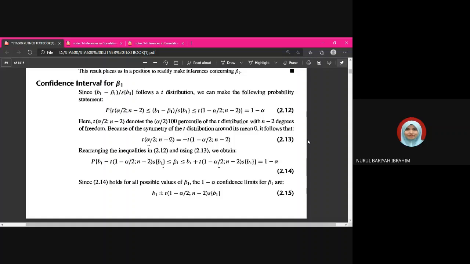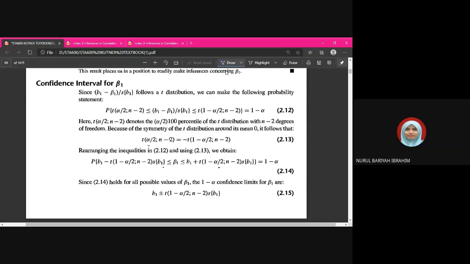unit in x. As you know, the slope tells us when x increases, y will increase or decrease by how many units, right? So sama juga. Kalau confidence interval, kita nak tengok dia punya range, to estimate the range of y that will increase or decrease for each additional unit in x. I believe that you all semua dah familiar with this formula of the slope.